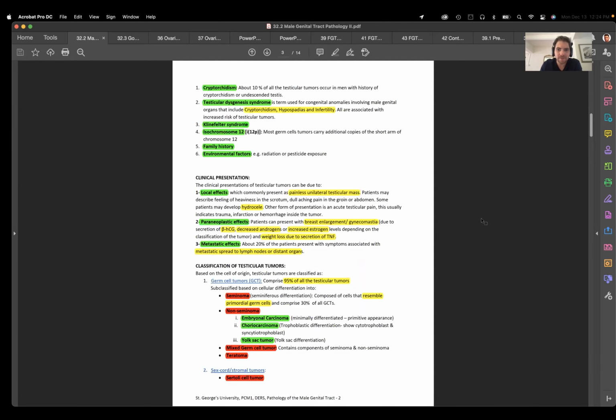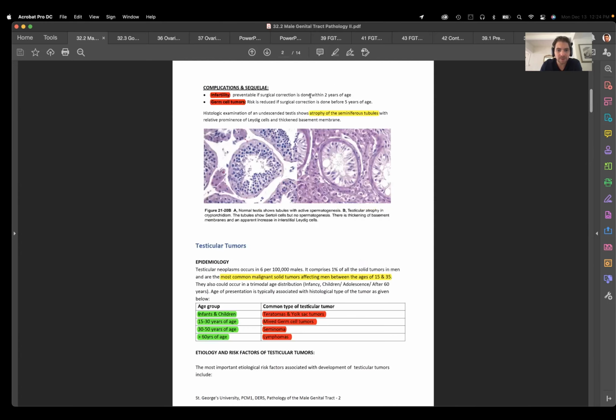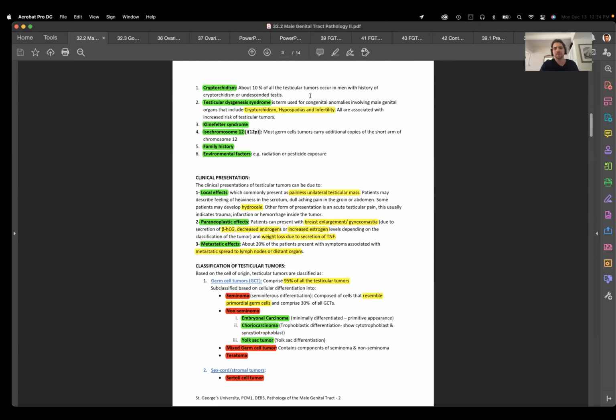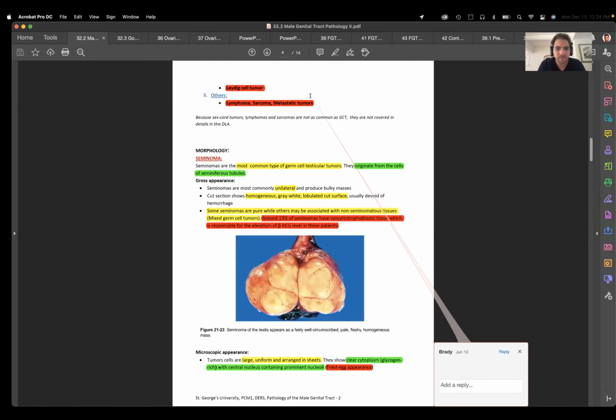Can somebody confirm for me? I'm pretty sure cryptorchidism, you're worried about development of a seminoma. I'm pretty sure that's what it is. But somebody correct me if I'm wrong.